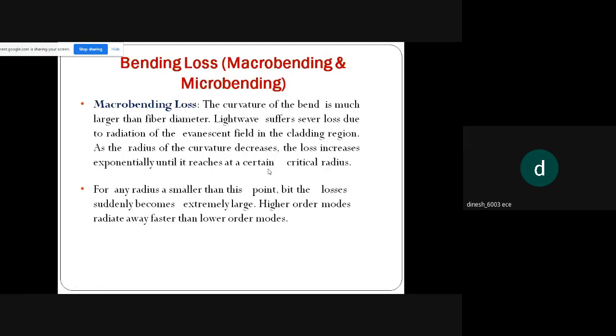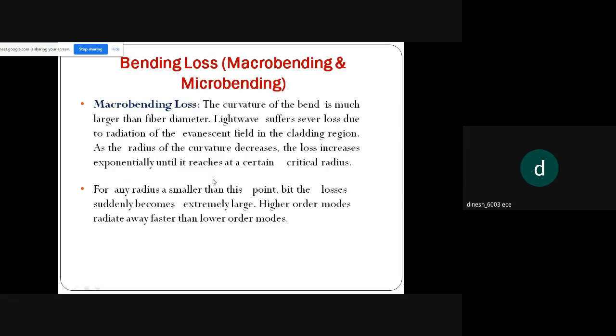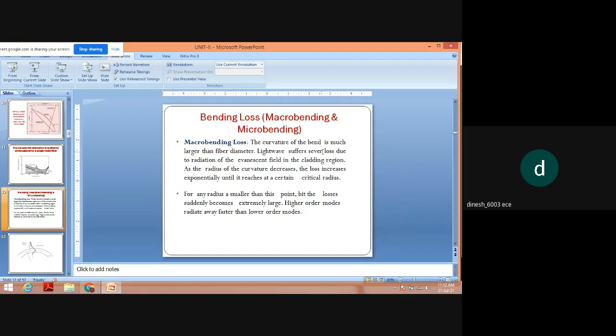So the curvature of the bend is larger than the fiber diameter. For example, if the fiber diameter is 10 micron, and the bend is beyond 10 micron, then micro bending loss will occur. So if that is the case, the light wave suffers severe loss due to radiation of the optical field in the cladding region.